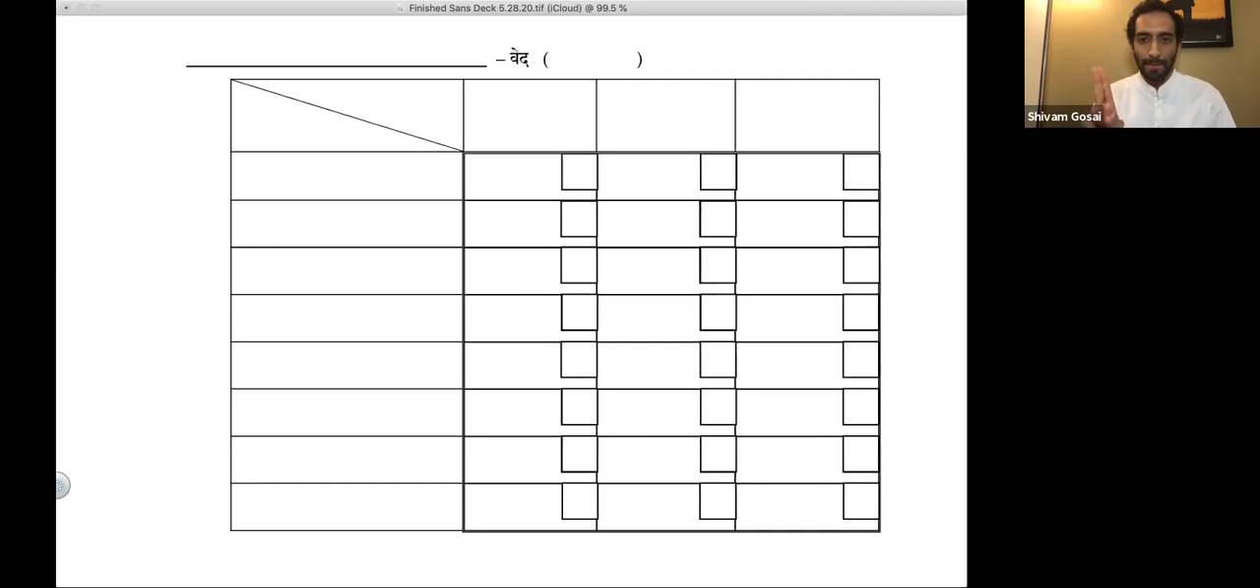Second case, Vedam, Vedo, Vedan. Third case, Vedena, Vedabhyam, Vedaihi. Fourth case, Vedaya, Vedabhyam, Vedebhyaha. Fifth case, Vedat, Vedabhyam, Vedebhyaha. Sixth case, Vedasya, Vedayoho, Vedanam. Seventh case, Vede, Vedayoho, Vedeshu. Then Sambodhana, He Veda, He Vedo, He Vedaha.